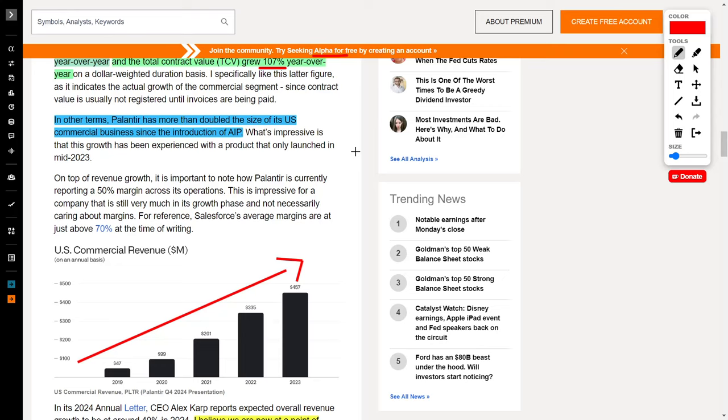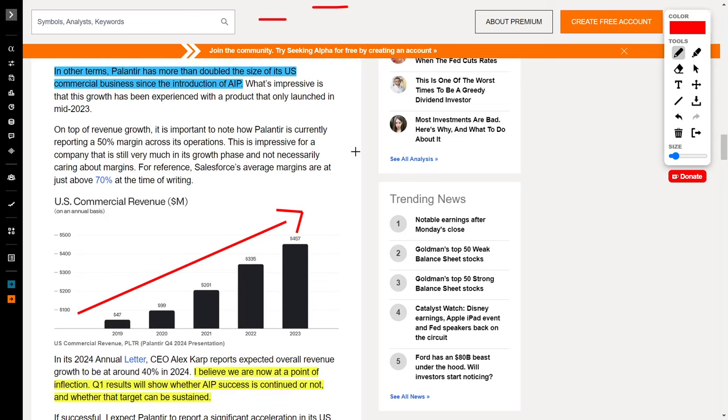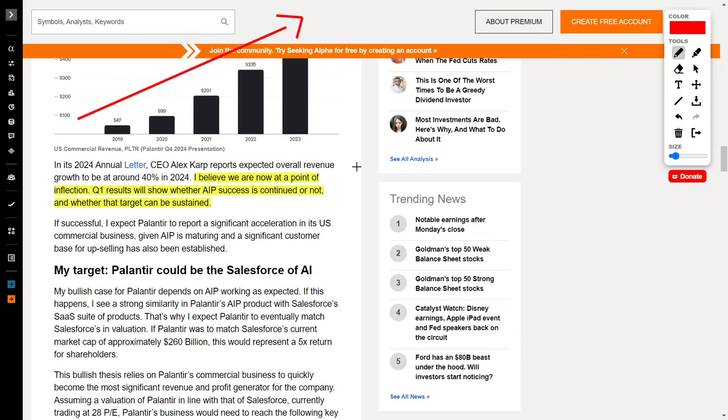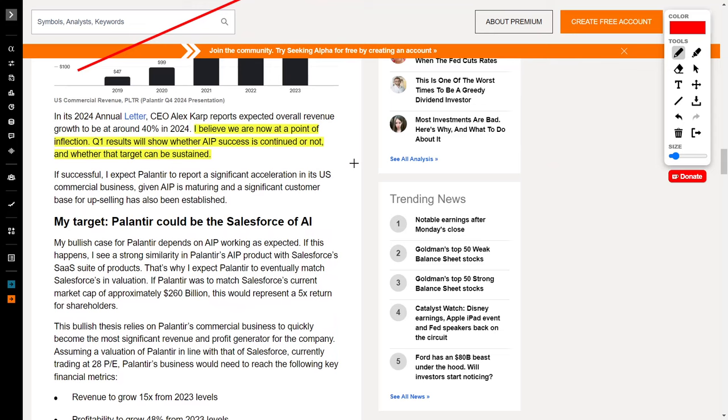But what does this have to do with their upcoming earnings results on May 6th? Well, I think their AIP platform will allow them to supersede analysts' estimates in regards to their revenue on this upcoming report. And once that happens, this will act as a positive catalyst for their share price, at least in the short term. The author of this article even agrees by saying that he believes right now Palantir is at an inflection point, and their quarter one results will show whether AIP's success has been continued or not.